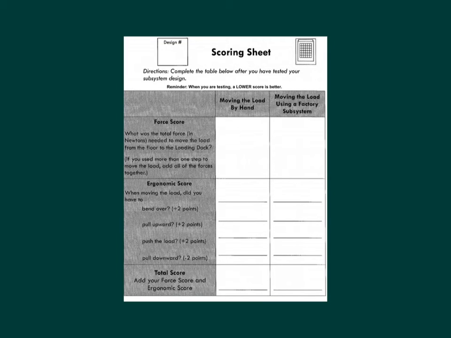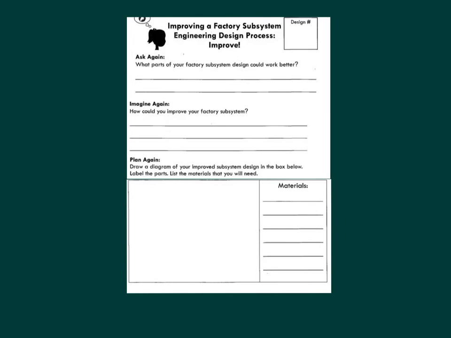In the middle column, moving the load by hand, and in the right-hand column, moving the load using a factory subsystem. Improving a Factory Subsystem, Engineering Design Process, Improve. Ask again: what parts of your factory subsystem design could work better? Imagine again: how could you improve your factory subsystem? Plan again: draw a diagram of your improved subsystem design in the box below. Label the parts. List the materials that you will need.